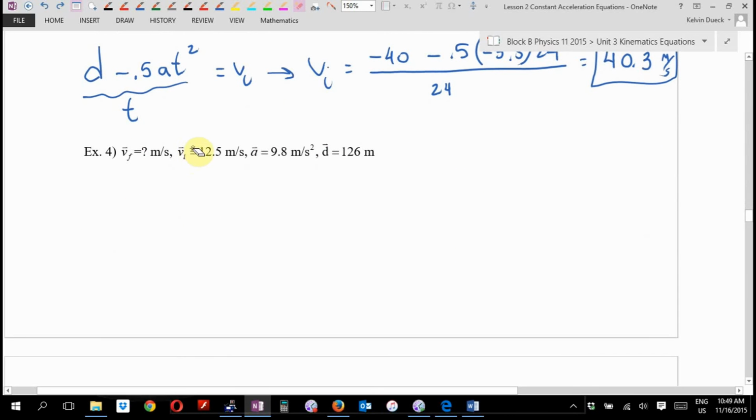Looks like they also gave me VI, A, and D. What didn't they give me? What's missing from that list? Okay, I can't use an equation with time in it. Can you see which equation, Jaden? Yes. Say it loud and proud. What was that?